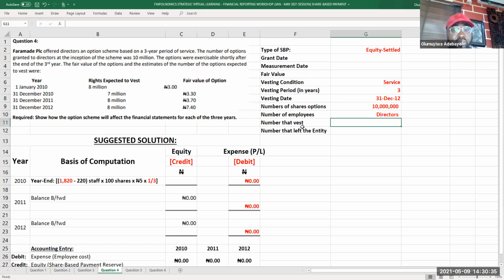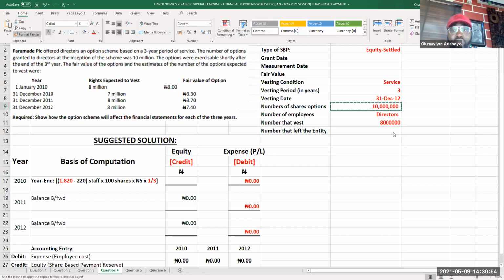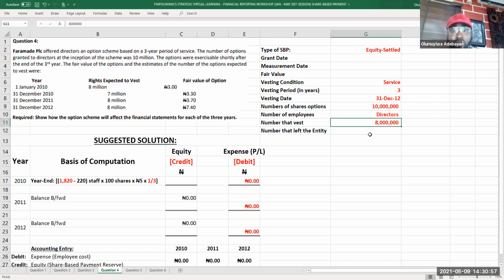The number that vests is a function of what is expected to vest. As at the end of the year, 8 million vested. There was nothing like somebody leaving, so let me just take that off. I don't have that information, but everything is factoring into this.